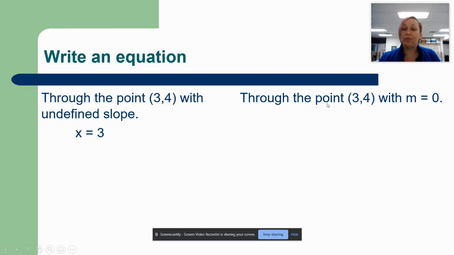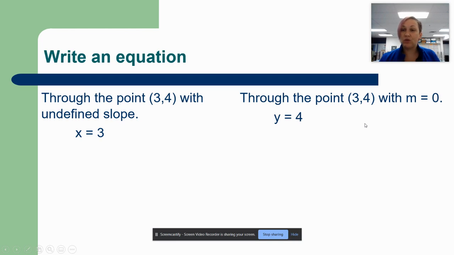If it says through the point 3, 4 and with a slope of 0, that's y equals a number. And so again, you would take the y coordinate from the ordered pair this time. So I would put y equals 4. Again, undefined slope is x equals a number, and 0 slope is y equals a number.